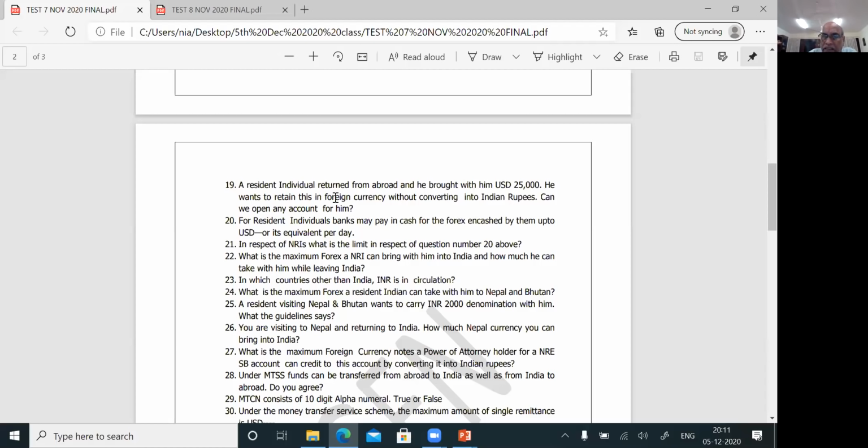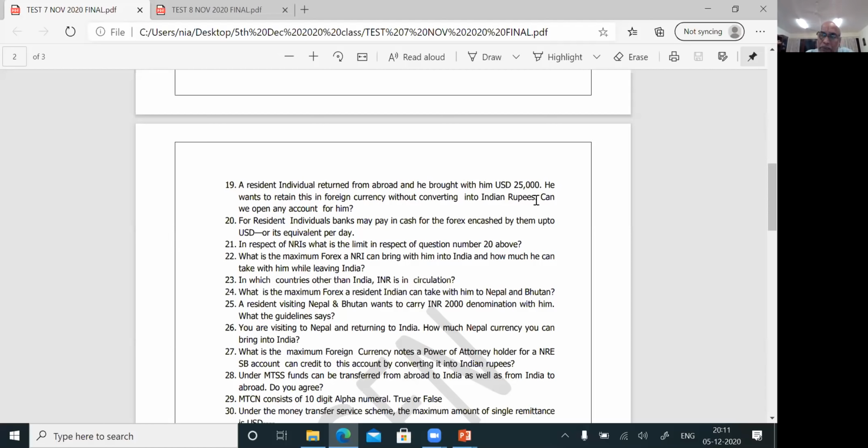He wants to retain this in a foreign currency account without converting it into Indian rupees. So he has to come to you within how many days? 180 days. He is bringing foreign currency traveler checks, foreign currency notes or FDDs. Sir, I have brought US dollar 25,000, but I do not want to convert it and credit it to my current account, SB account, KDR or FDR. I want the entire forex to be retained in a foreign currency account.